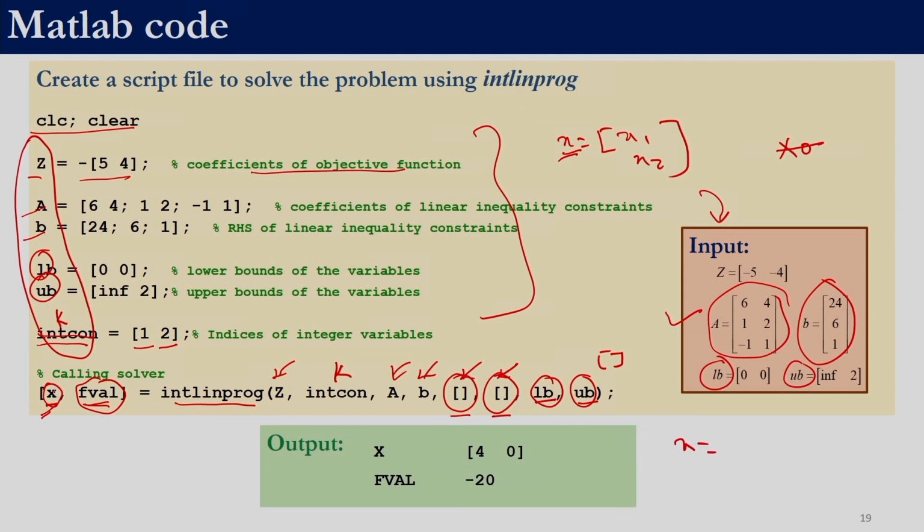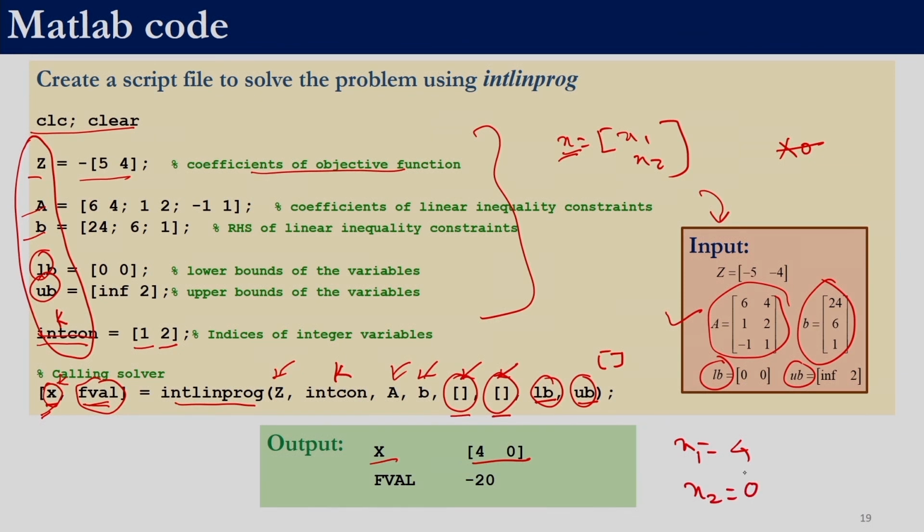So there will be two values of x. The first one will correspond to the optimal value of x1 and the second one to the optimal value of x2, and fval will correspond to the value of the objective function at this particular x, right? So in this case we get x as 4 and 0, that is x1 is equal to 4 and x2 is equal to 0, right?